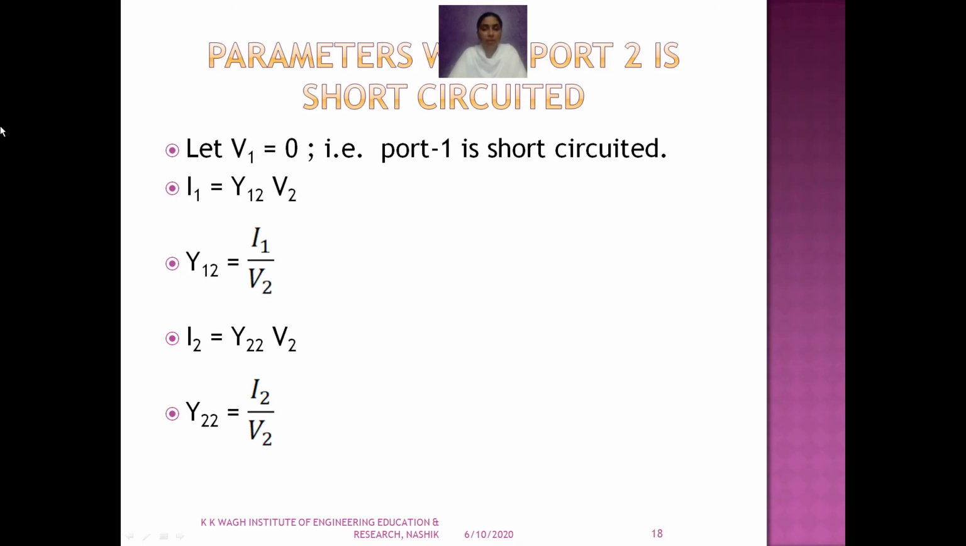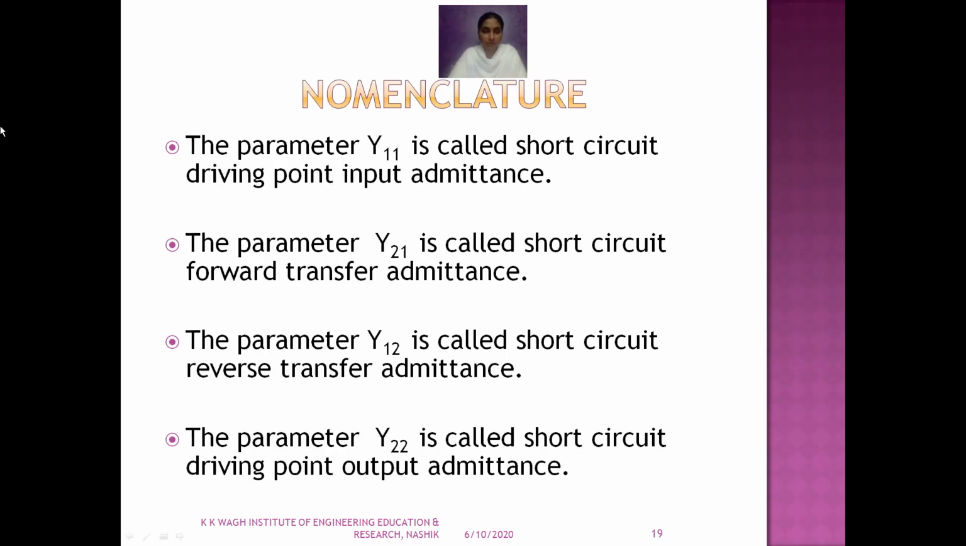Parameters when port 1 is short circuited. So when port 1 is short circuited, V1 will be 0. V1 is 0 means I1 will now become Y12 V2. Y12 is equal to I1 upon V2. I2 will now become Y22 V2. Y22 is equal to I2 upon V2.